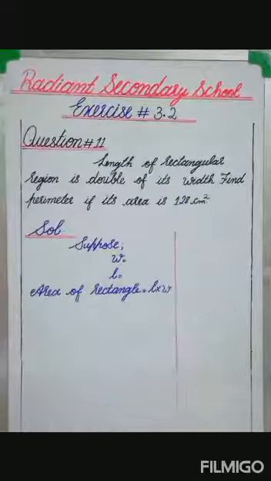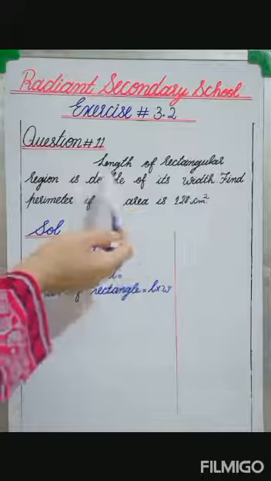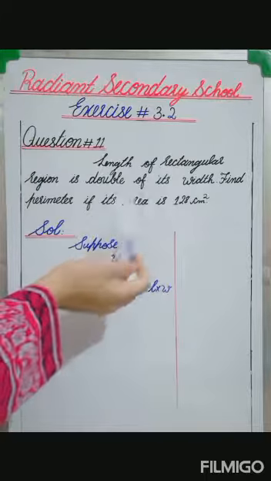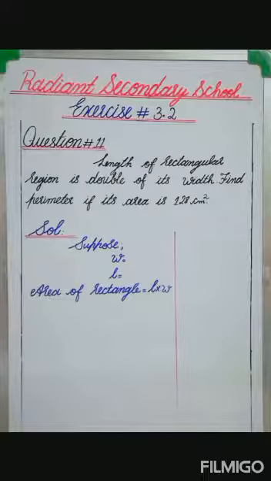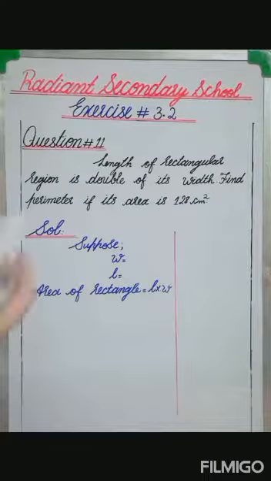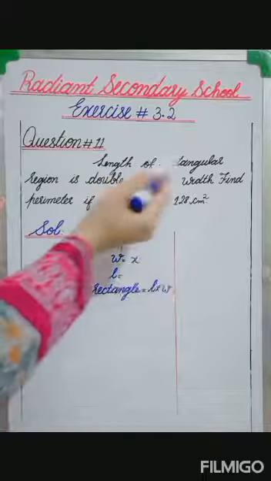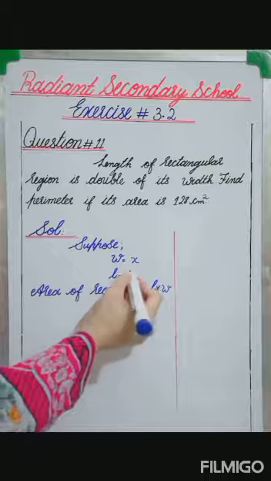Okay students, now move on to question number 11: the length of a rectangular region is double its width. Find the perimeter if its area is 128 centimeter square. In this question we suppose width is x. Now according to the given condition, the length of the rectangular region is double, so I will write length is 2x.